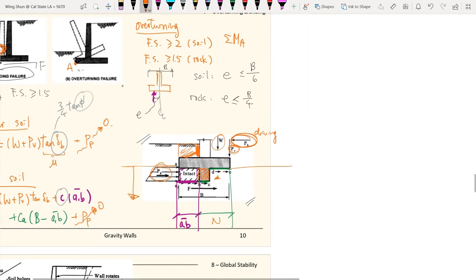So in summary, for sliding, we generally ignore P sub P at the toe, unless you have a special case. And also we ignore the live load surcharge.